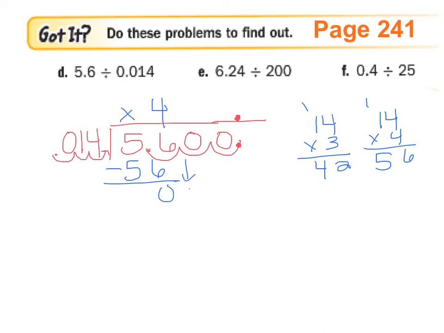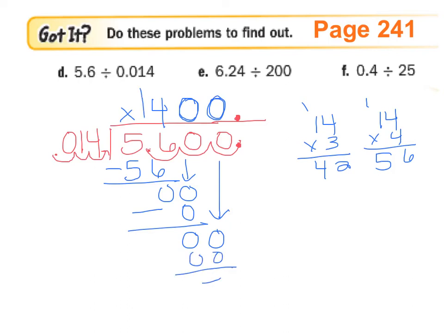Subtract, bring down a 0. It doesn't work. 14 doesn't go into 0, but I have to put an answer up here. 0. 0 times 14, subtract, bring down another 0. 14 goes in again, 0. My answer is 400. Point nothing, 400.0. You try letter E and letter F. Pause the video, restart it, and see how you did.